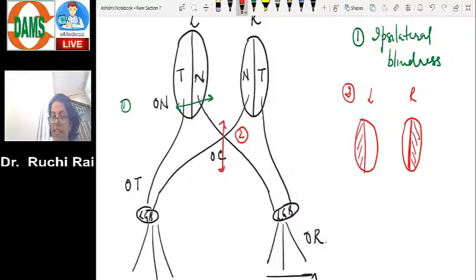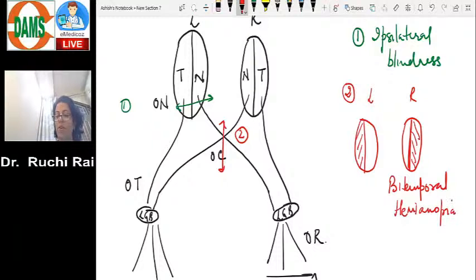Okay. This is your number 2 lesion, which is chiasmal lesion. We will talk a little more in detail later. First we talk about the basics.